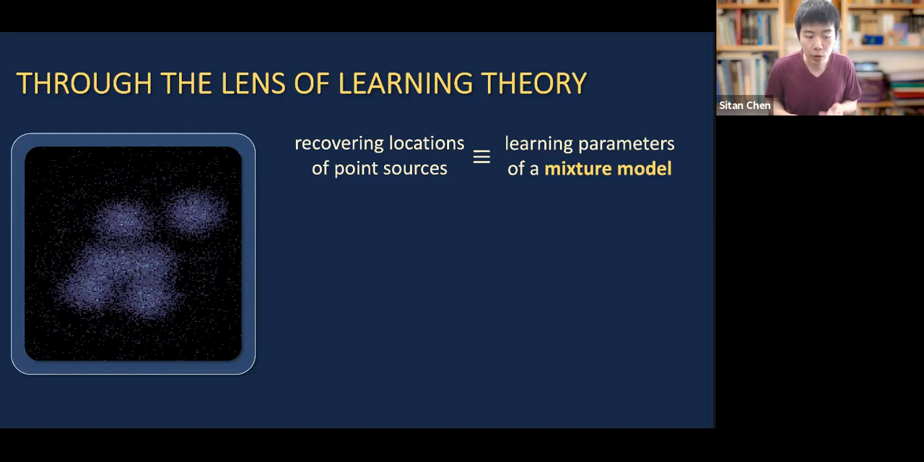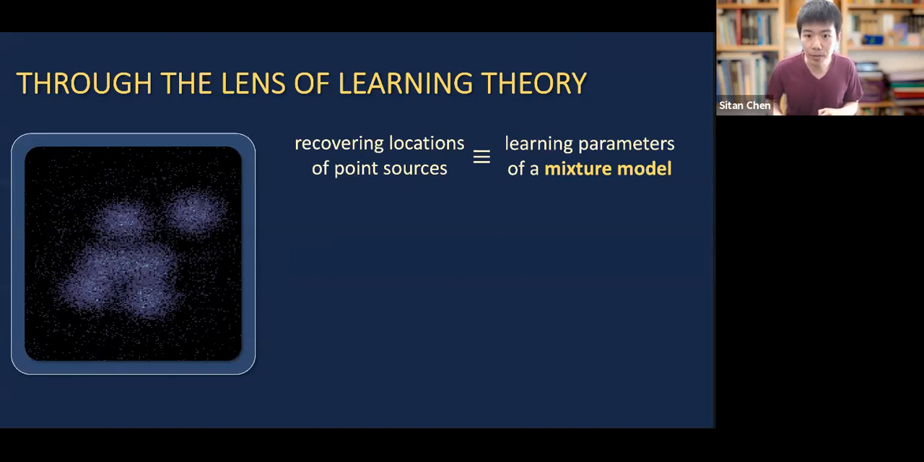And my goal is to figure out the locations of the different point sources, the centers of these area disks on the observation plane. If you think about this, it is nothing more than trying to learn the parameters of a mixture model given random samples from that mixture model.